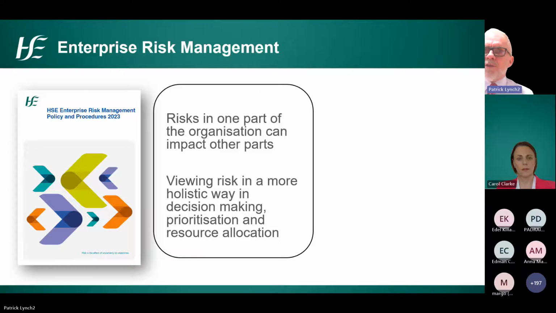The word enterprise also reflects the fact that risk should be integrated in a more holistic way into planning, decision-making, prioritizing, or allocating resources to reduce risk. For day-to-day usage, and indeed for most of this webinar, we will mainly use the more familiar term risk management.